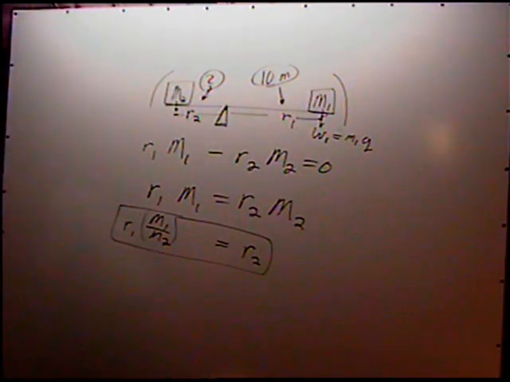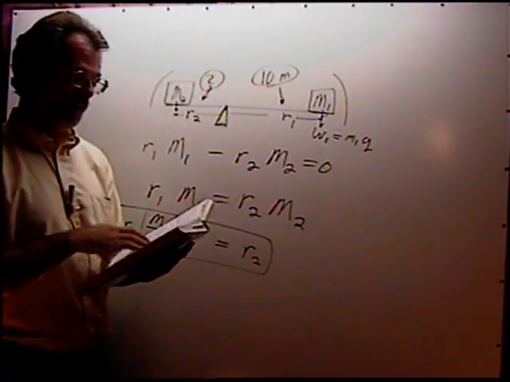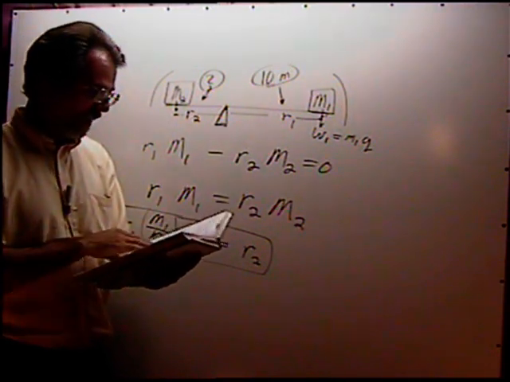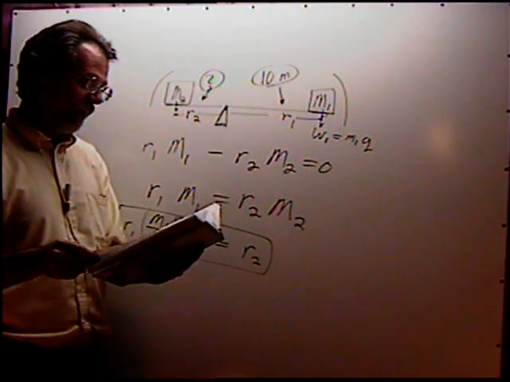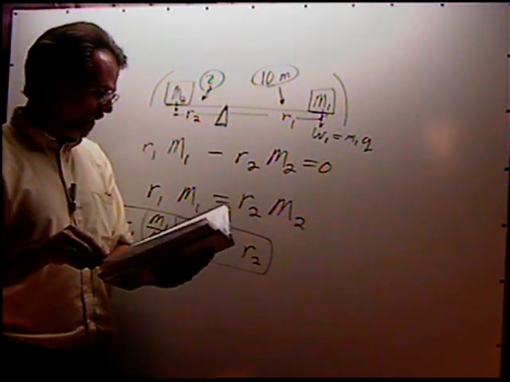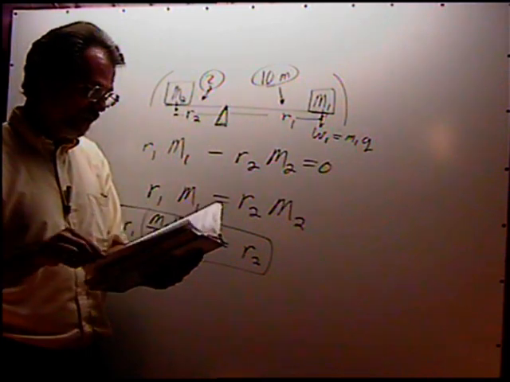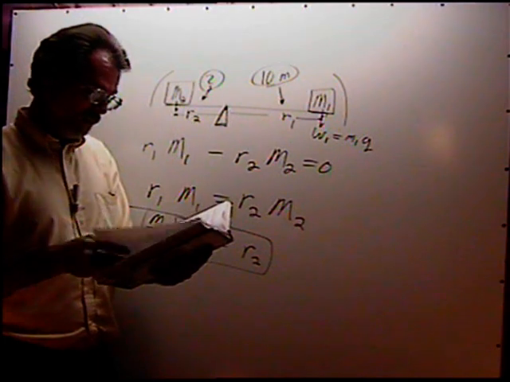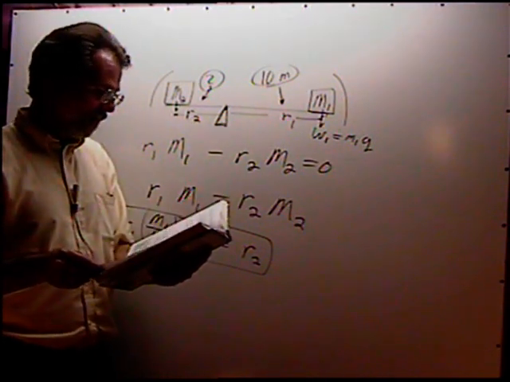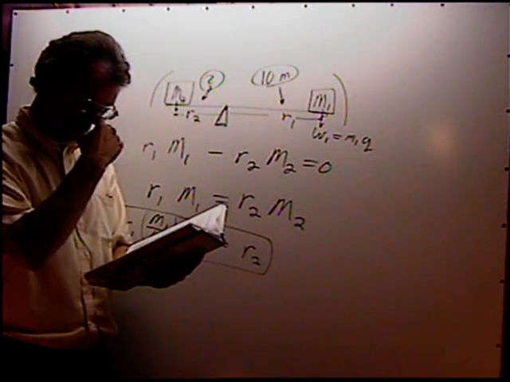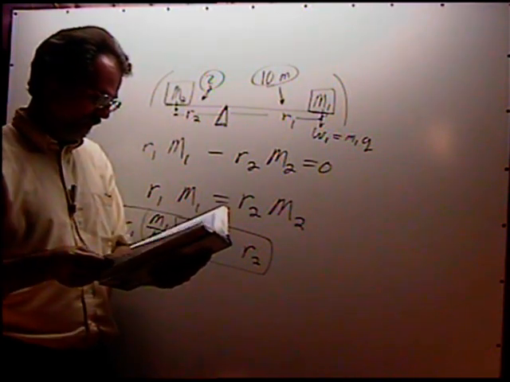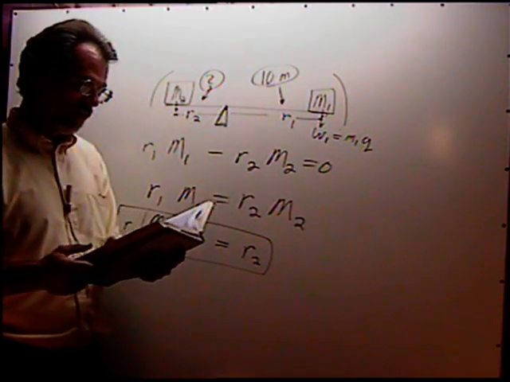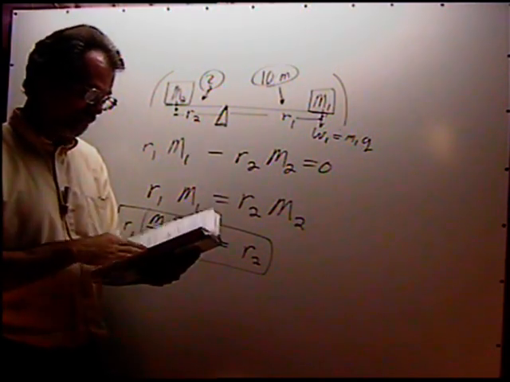There are some problems in the back of the book on this. So this would be how this is done. I won't plug any numbers in, but if we move on, there's one more type of problem, well maybe two more types of problems that we want to solve. If we look on page 197, that's called Objects on an Inclined Plane.